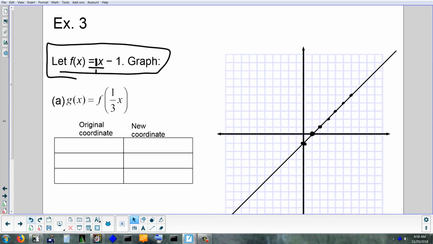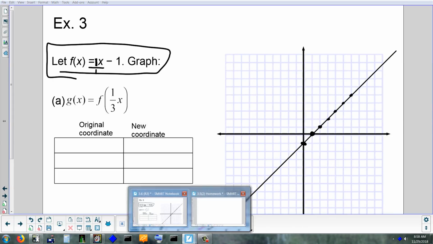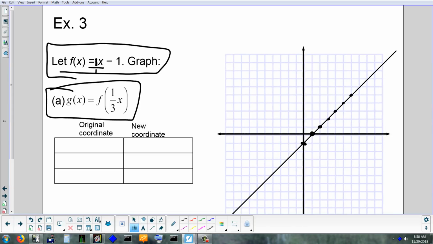Now, look at what they're having me do. 1/3 x. What operation is that when you put a letter right next to a number? Multiplication. So it's multiplication inside. So we got to look it up and see what that means. The fact that it's inside tells you something, and the fact that it's multiplication tells you something. Which one is this, Gigi? Horizontal. This is a horizontal stretch.